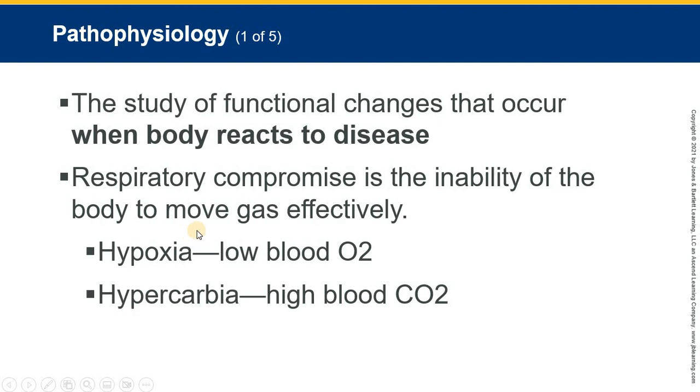But you can also have too much carbon dioxide in your blood, which we call hypercarbia. Carbon dioxide is carbia, so hypercarbia is too much carbon dioxide in your blood, and that's bad. It happens in people that are smokers, people that have COPD, that sort of stuff. It's a lung and blood problem.